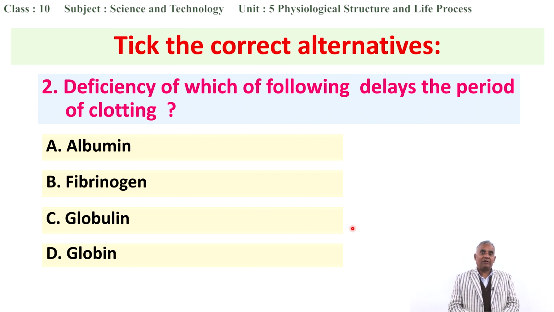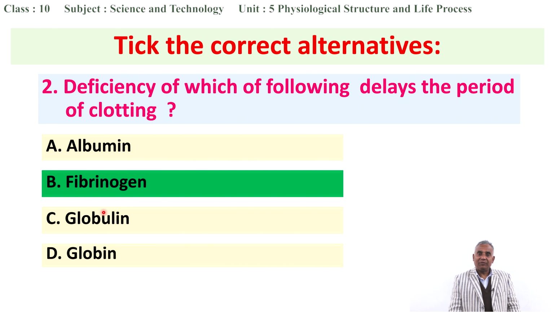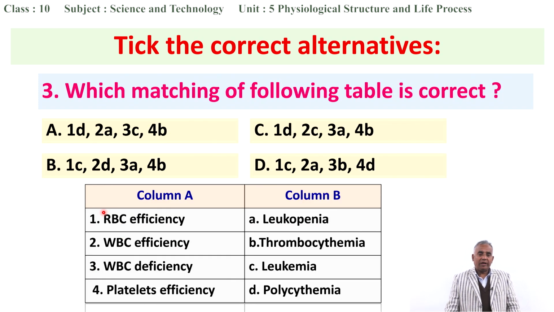Next question is: deficiency of which of the following delays the period of clotting? So it is albumin, fibrinogen, globulin or globin. Yes, very easily you have guessed. These proteins have different functions, but it is what? Fibrinogen, which helps in what? Blood clotting.